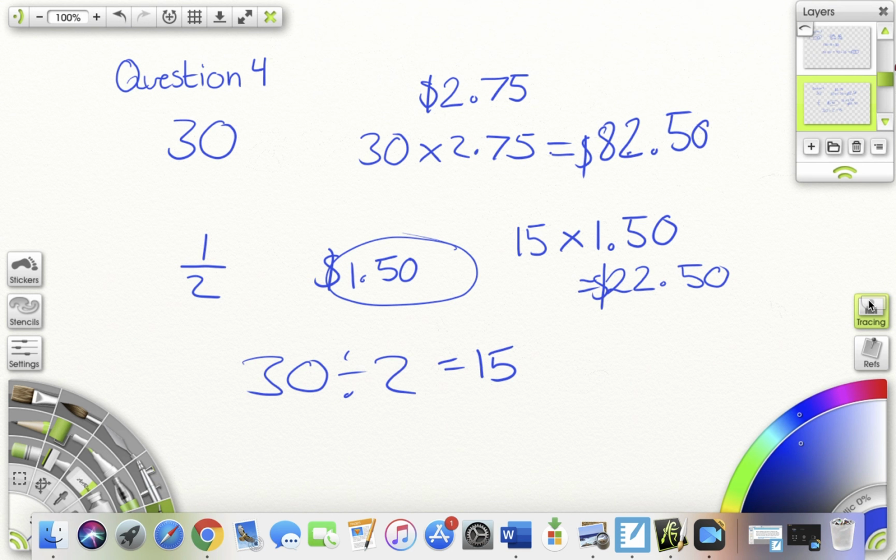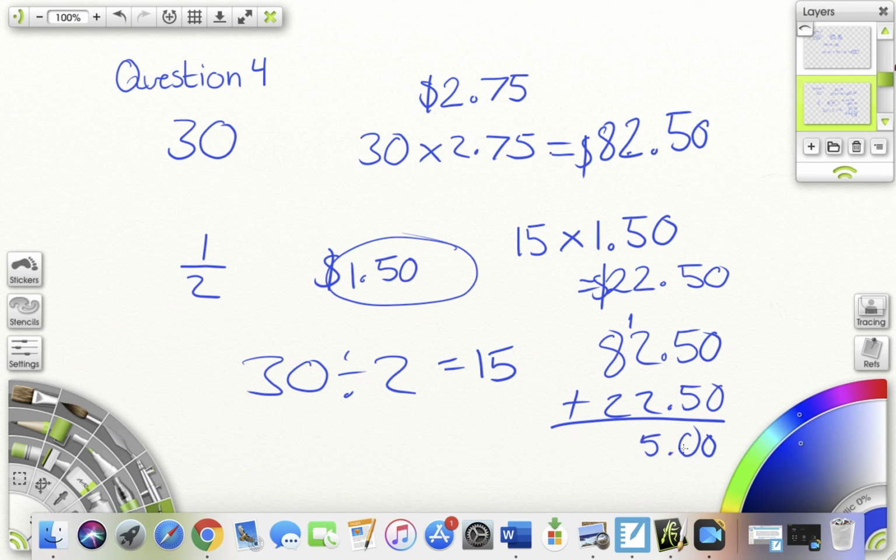Now, how much do they make all together? Just add those two numbers up. So 82.50 plus 22.50 is $105 even. That is what they made. So when half the fans bought a program and all of them bought a ticket, they made $105 altogether.